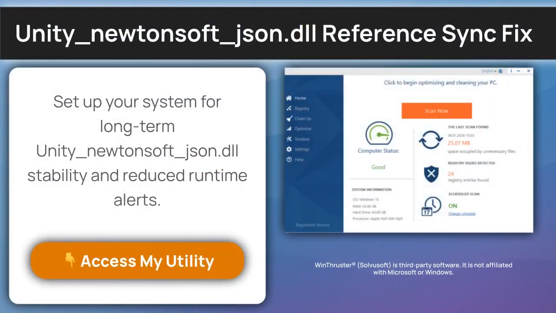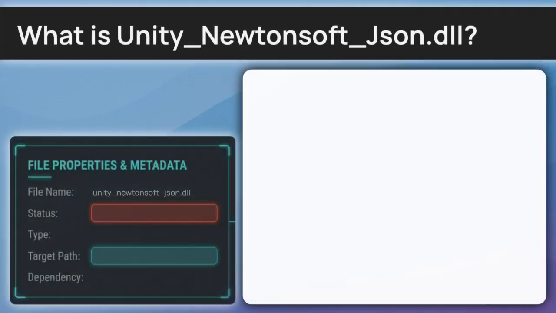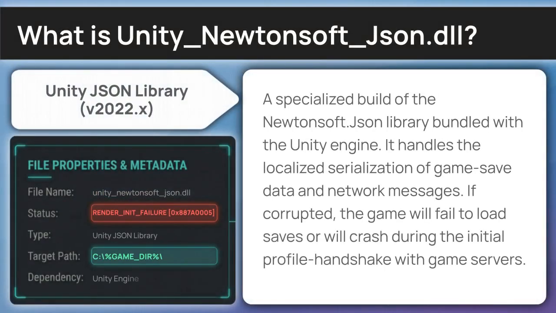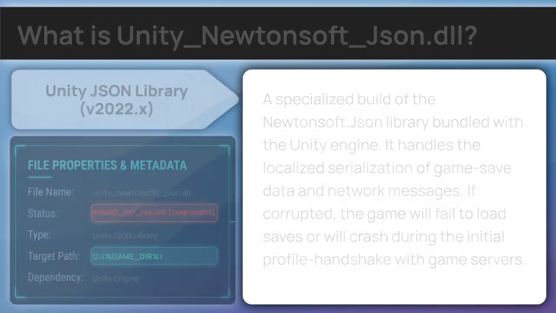This is the Unity Newtonsoft JSON module, a specialized build of the Newtonsoft.json library bundled with the Unity engine. It handles the localized serialization of game-saved data and network messages. If corrupted, the game will fail to load saves or will crash during the initial profile handshake with game servers. Now that you're up to speed on the file's role, let's begin the repair process.